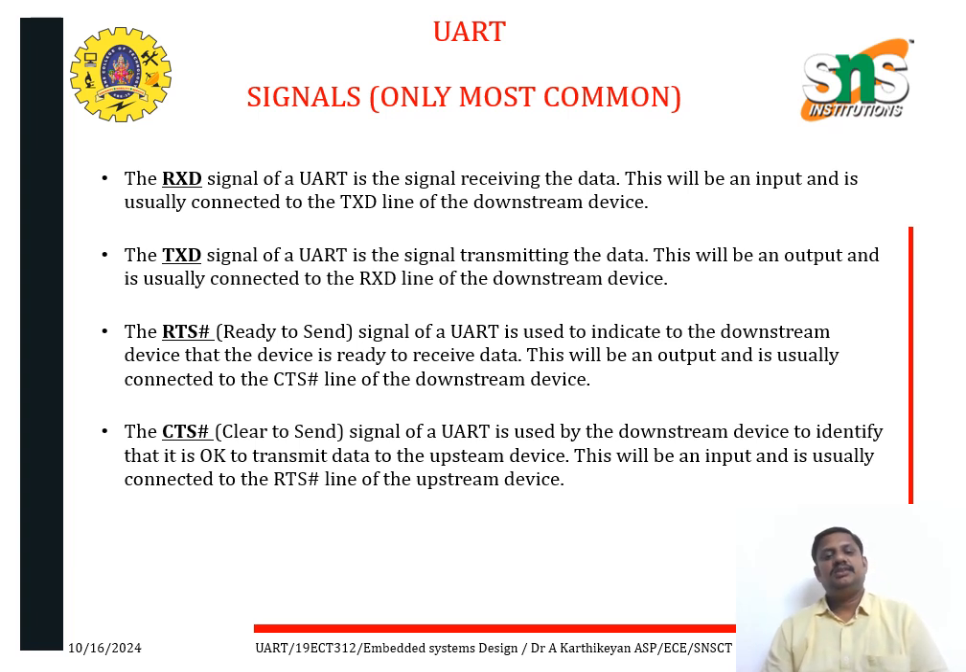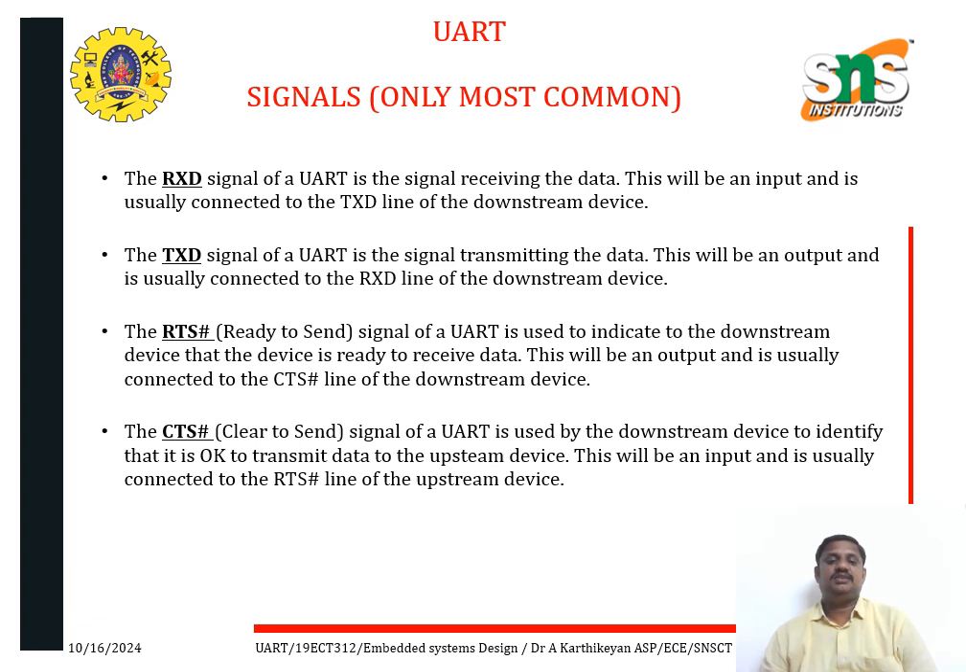The most common parameters used in signal transfer are RxD, TxD, RTS and CTS. RxD is the signal where the UART receives data. TxD is transmitting data. It is an output and is usually connected to the RxD of the downstream device. RxD is an input and is usually connected to the TxD of the downstream device.